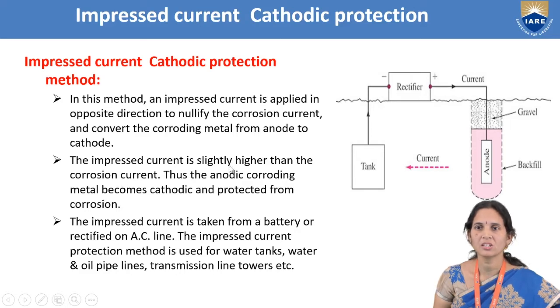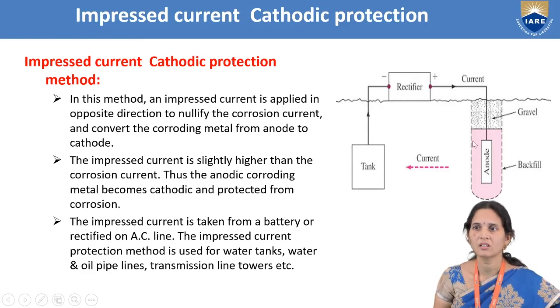The impressed current is slightly higher than the corrosion current. Thus the anodic corroding metal becomes cathodic and is protected from corrosion. The impressed current is taken from a battery or a rectified AC line. The impressed current protection method is used for water tanks, oil pipelines or water pipelines, and transmission line towers.